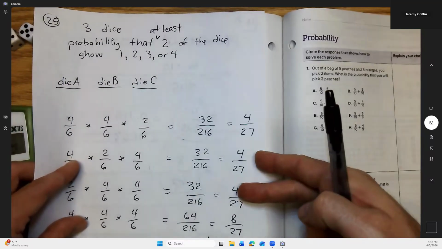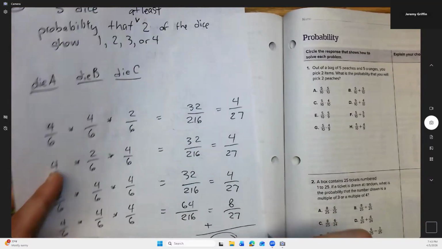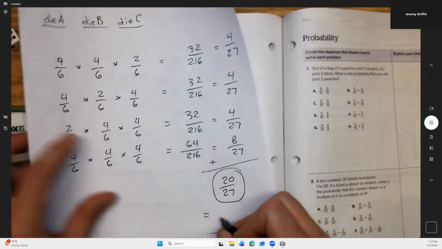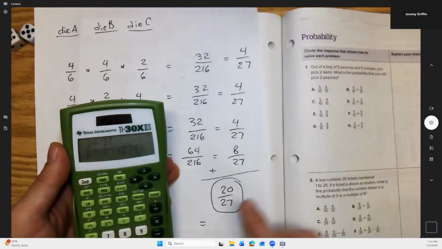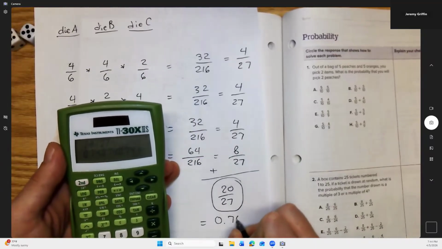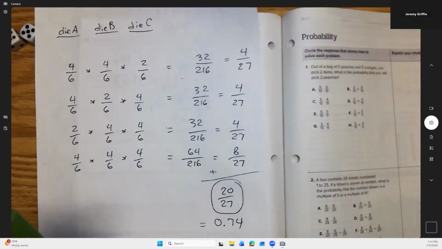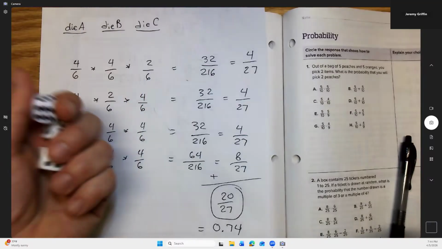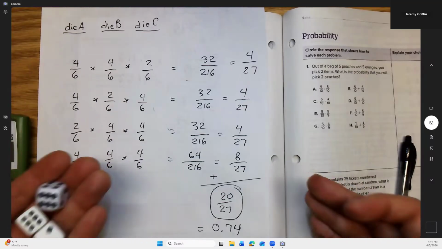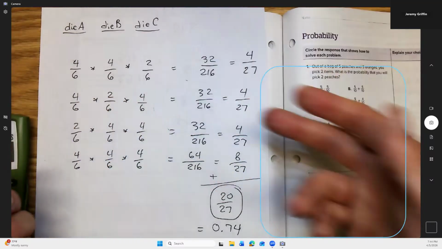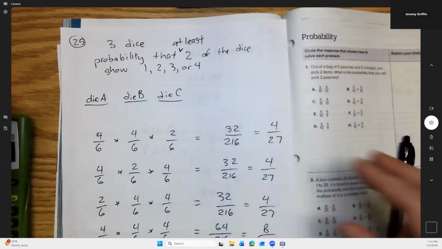It's 8, 8, 16, 17, 20. So that's 20 out of 27. And if you reduce this on a calculator or find a decimal, I'll show you guys what's 20 out of 27. It's approximately 0.74 or 74%. Not exactly, but pretty dang close, about 74%. If you rolled these three dice like 100 times, I bet really close to 74 times, probably somewhere between 70 and 80 times, you would get this condition where 2 out of 3 dice or 3 out of 3 dice were 1, 2, 3, or 4.